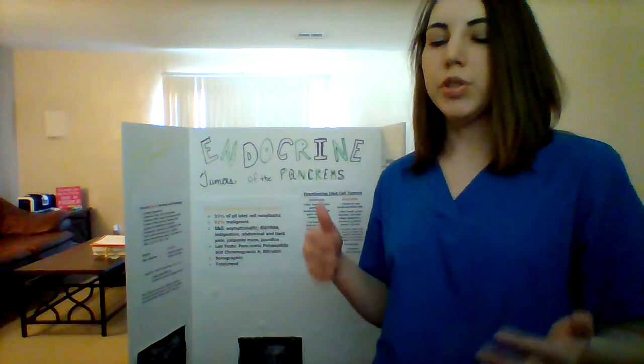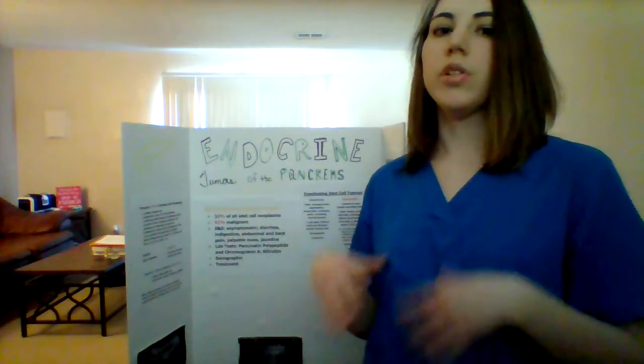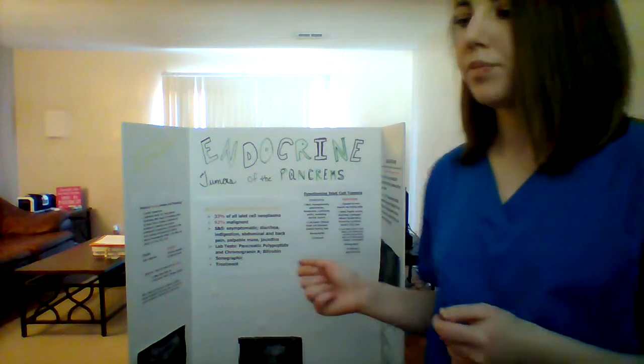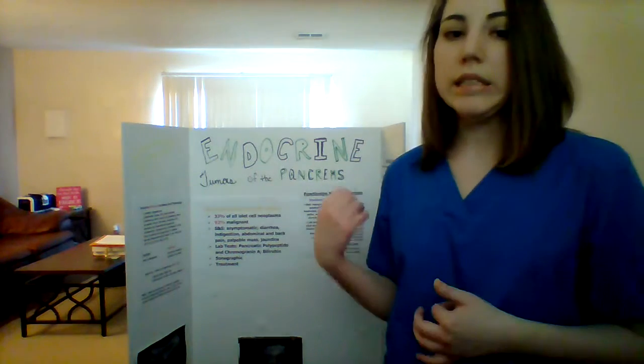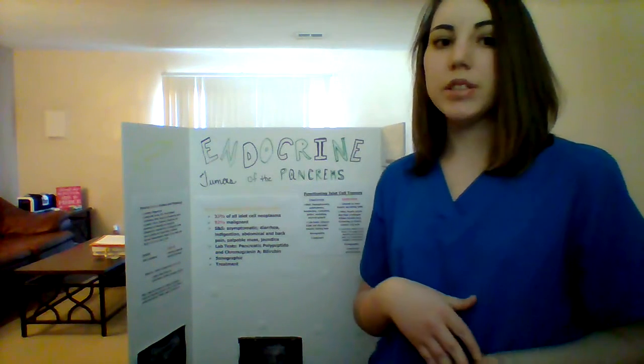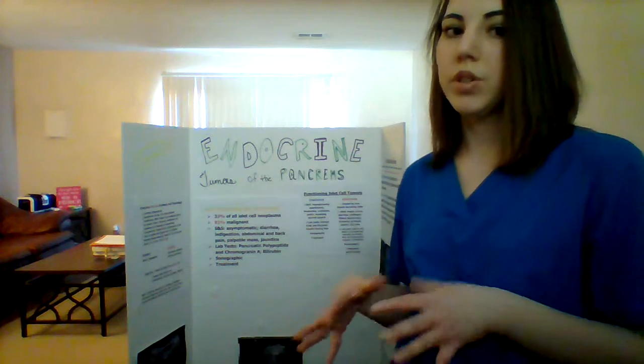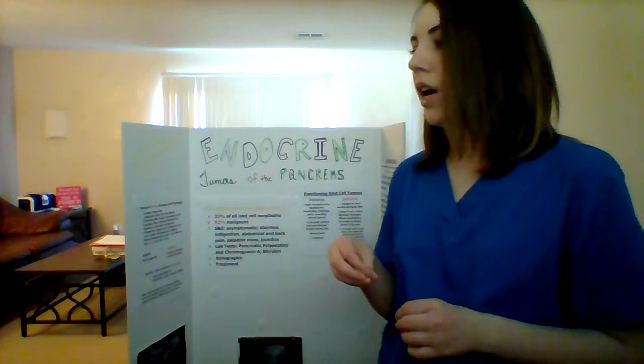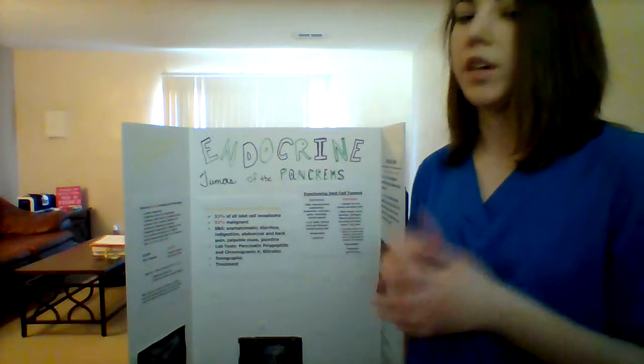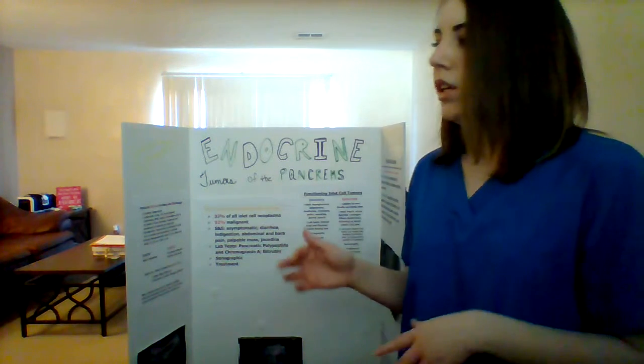Gastrin is produced in G cells, so it's sometimes known as a G-cell tumor. This kind of tumor has a much higher malignancy rate. About 60% of these tumors are going to be malignant, so it's a little bit higher than the insulinoma, but not quite as bad as the non-functioning.